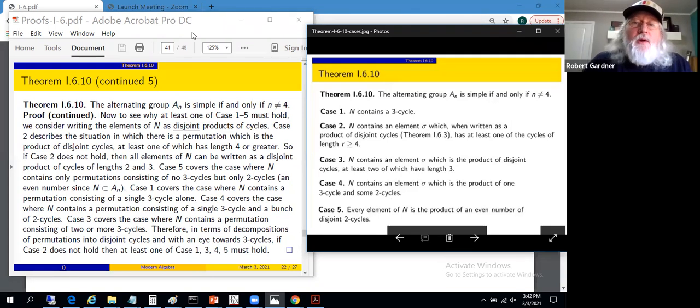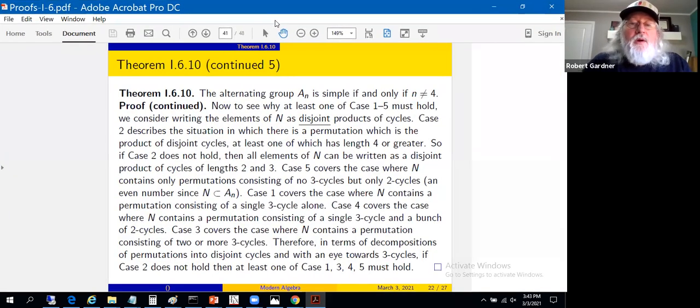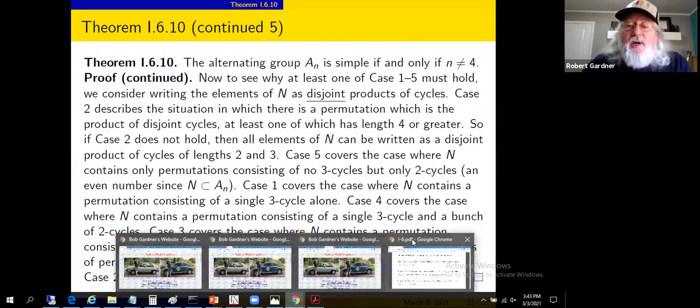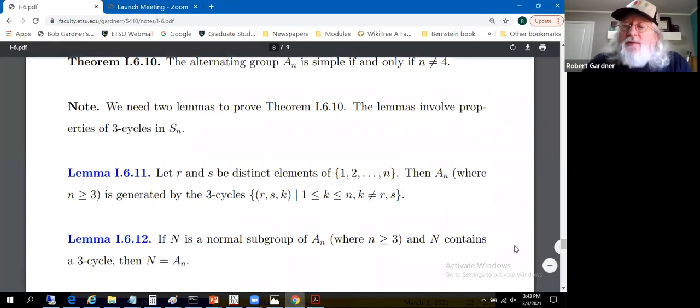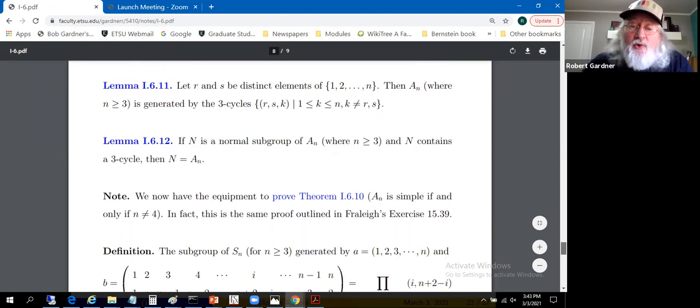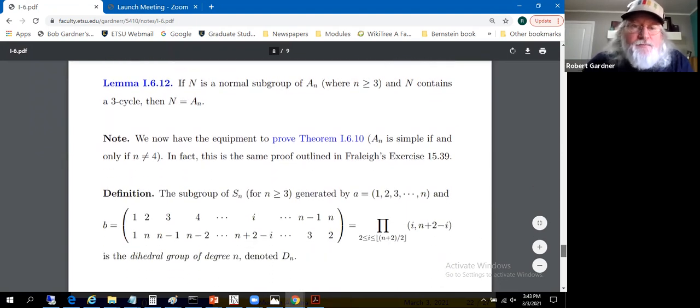So the alternating group, A sub n, is simple if and only if n doesn't equal 4. Back to the notes. All right. Sorry for the inelegance of that. Well, that's a standard proof that A sub n is a simple group, except when n equals 4.